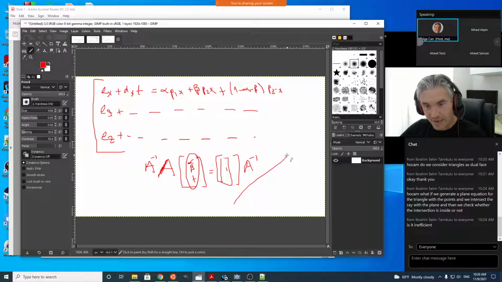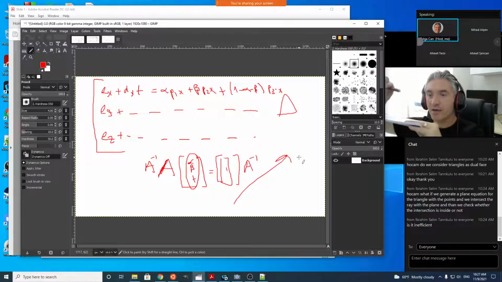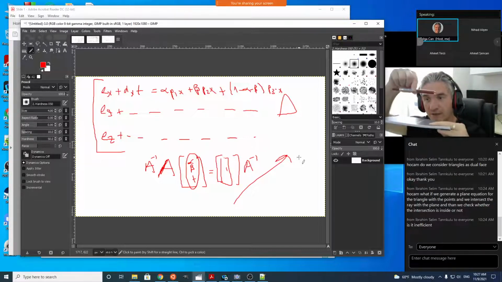So you may have a ray, you may have a triangle. There are two ways your ray doesn't intersect the triangle. One is your ray may be parallel. So it may be the case that you have a triangle here like this, and your ray may be parallel to your triangle, and intersection will occur at infinity, so they will never intersect.